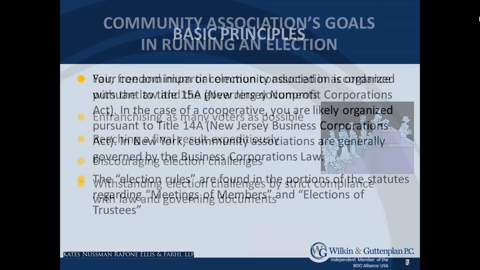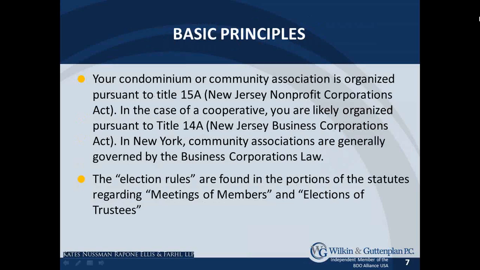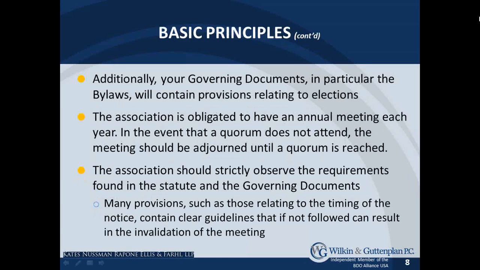Okay. All right. So just some basic principles. I talked about the first bullet already, about how your association is organized. When you're preparing for an election, you're really going to look at the portions of the statutes that deal with meetings of members. And you're also going to be looking at your bylaws as they relate to elections and meetings of members. You have to have an annual meeting each year. It's a legal requirement. In some cases you can have a meeting every other year, but for our purposes in condos and co-ops, you need to have an annual meeting every single year.